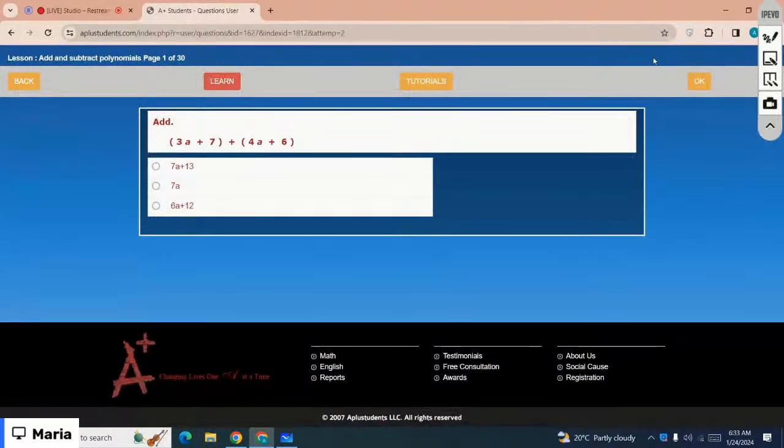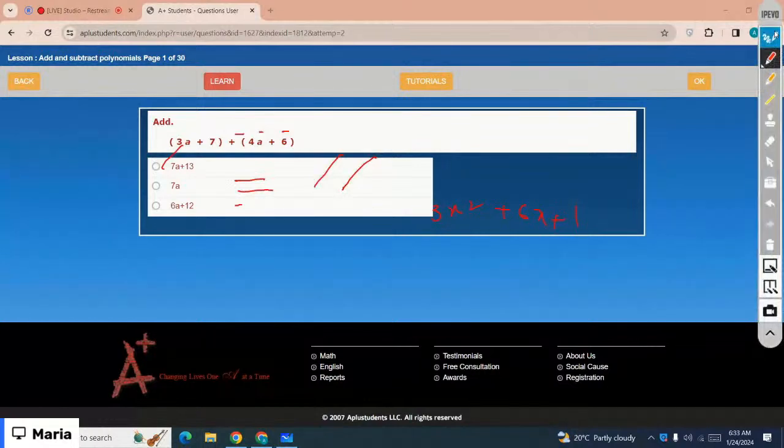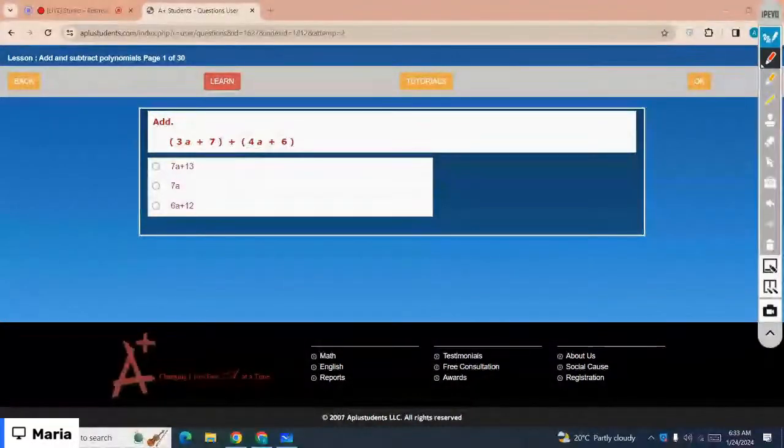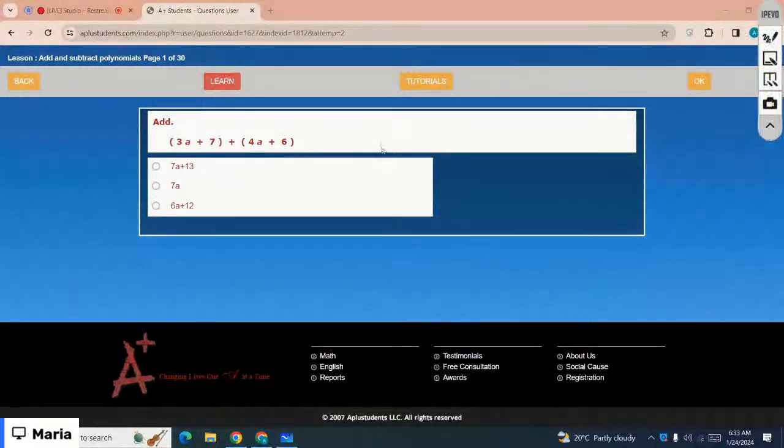So when we are adding the polynomials, we add the like terms. Like terms means the terms that have exactly the same variables, you can collect them. Like here you have 3a and 4a terms because they have the same variable a, right? So you need to add them. 3a plus 4a is 7a and 7 plus 6 is 13. So that is 7a plus 13, right? Option number A is the correct option. That is 17. Got it?